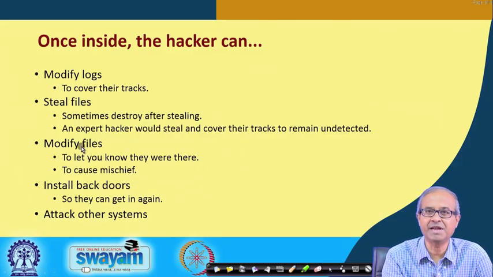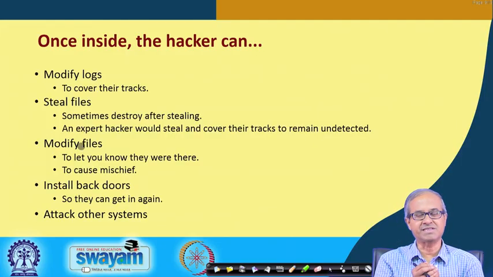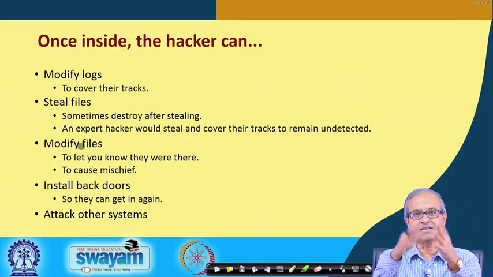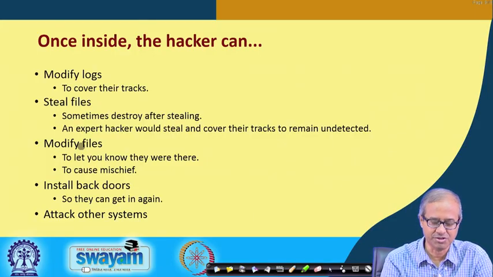Some files might get modified, like you have heard of defacement of websites. Some hackers break into a website and change the contents of the page to something malicious, so that people know that, well, we came here, we hacked your system, just to cause mischief.